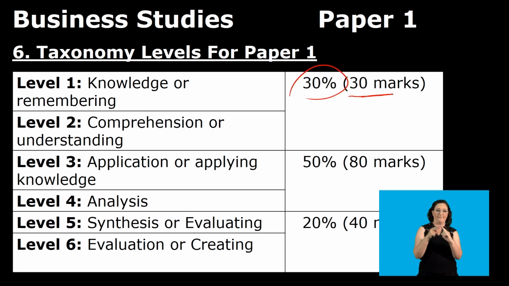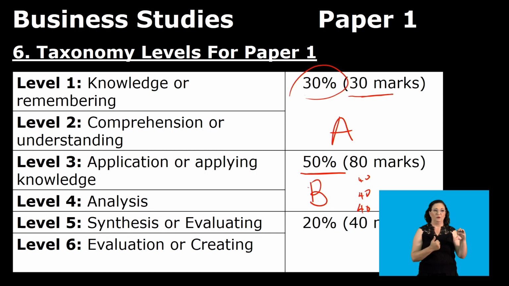Then we're moving on to level 3, which is application or applying knowledge, and level 4, which is your analysis. This is what your Section B covers, and it takes up 50% of the exam. So the majority goes into Section B. Remember, there are 40 marks for each question, and you have to answer any 2 questions.